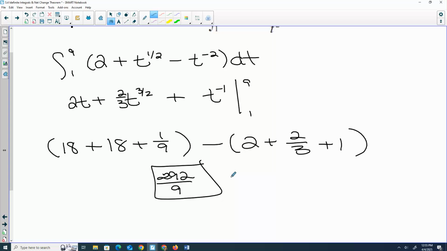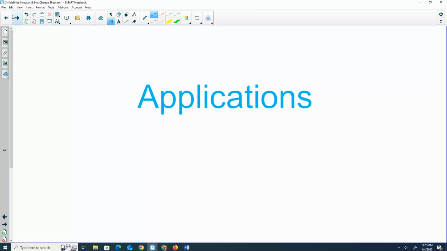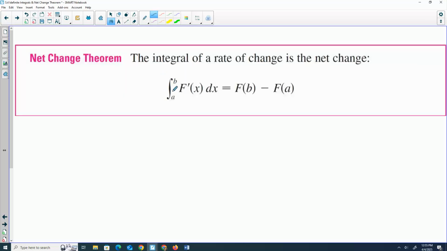Okay. I'm not going to work out any more examples, but I want to talk about what some of these applications mean. So the whole point of this section is talking about net change. We talked about it in terms of areas, right? An integral can give you the area under a curve. But there are other applications as well. We know derivatives are rates of change. So think about if you go backwards from a rate, you're getting an amount.